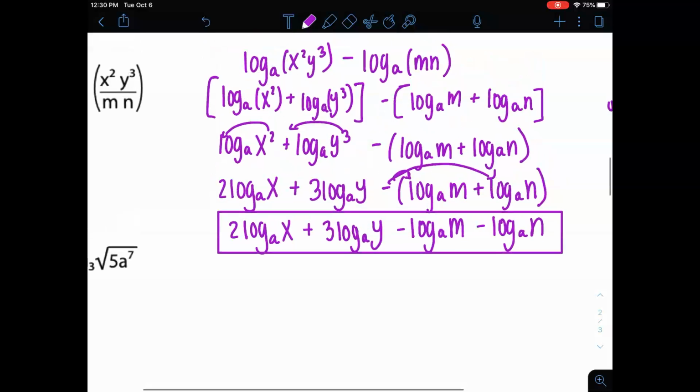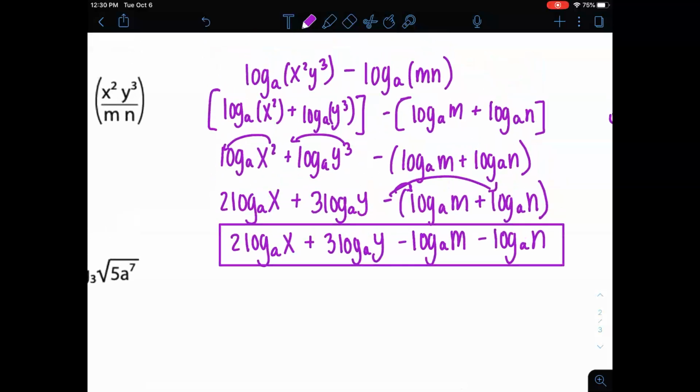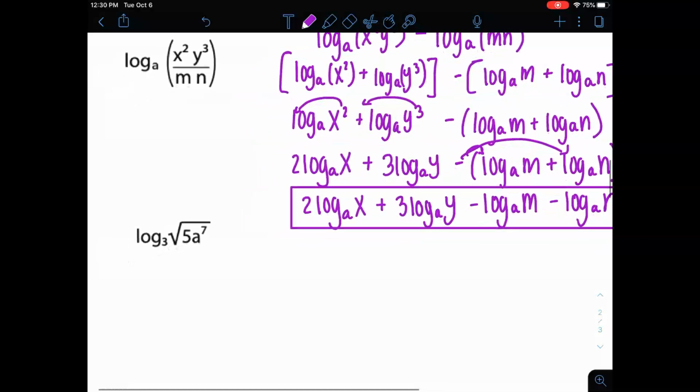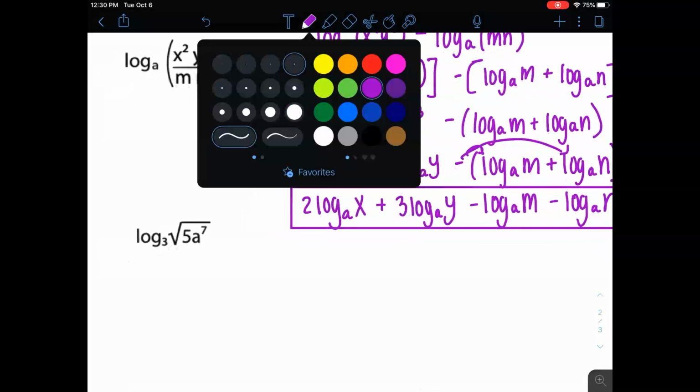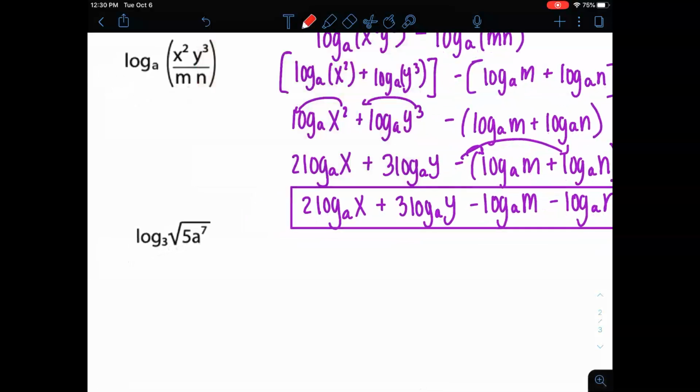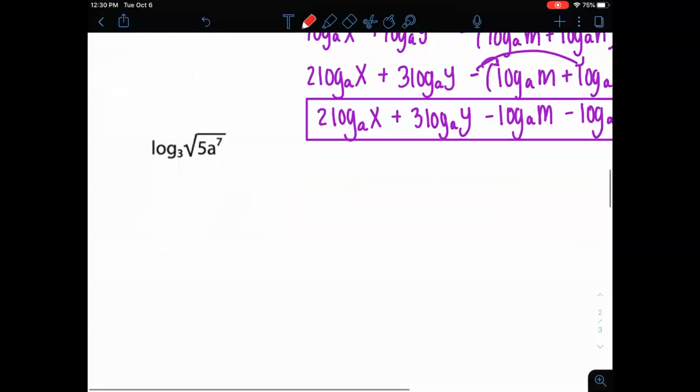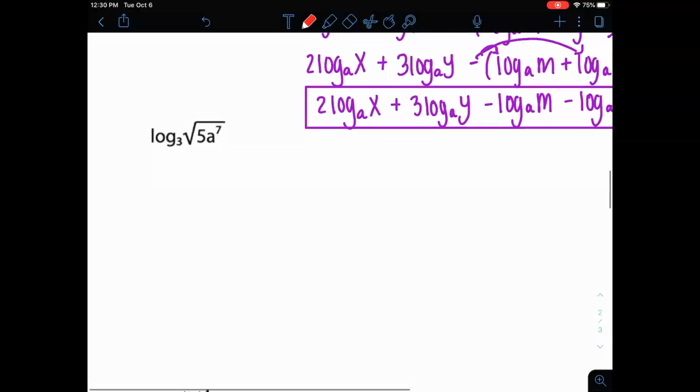Again, all we're doing is using our rules for logarithms, but in the opposite direction, in order to expand this expression. Now, looking at this next one: log base 3 of the square root of 5a to the 7th. If I treat this, that is my entire argument.